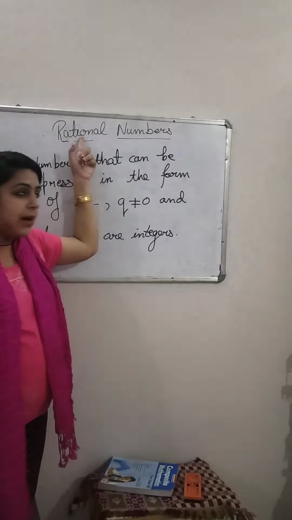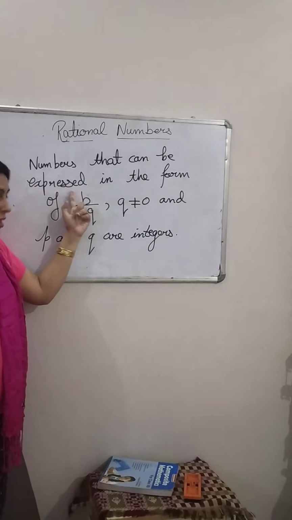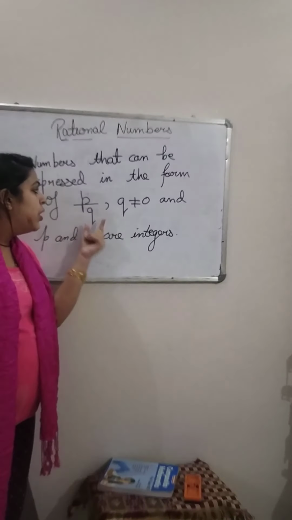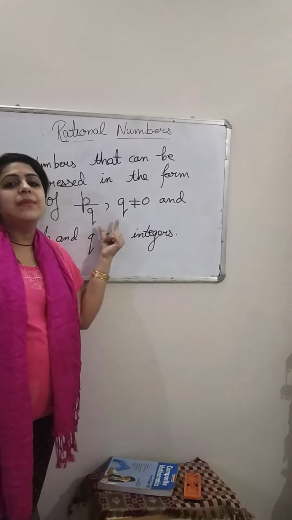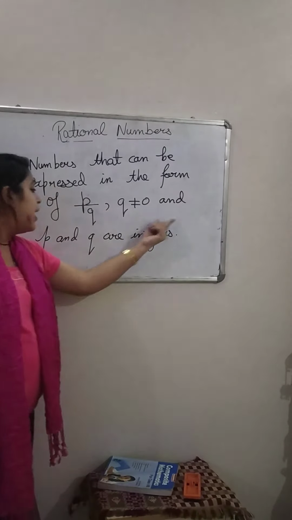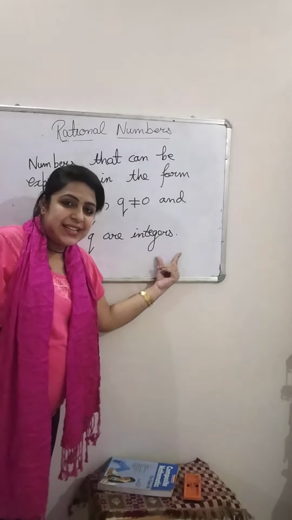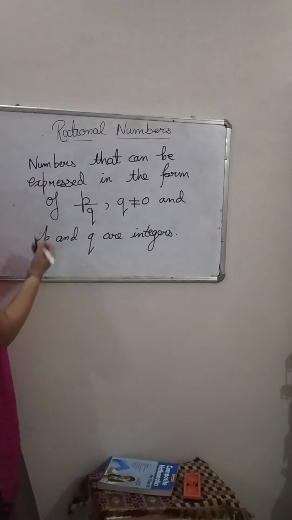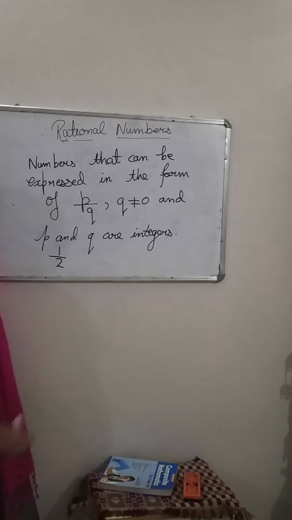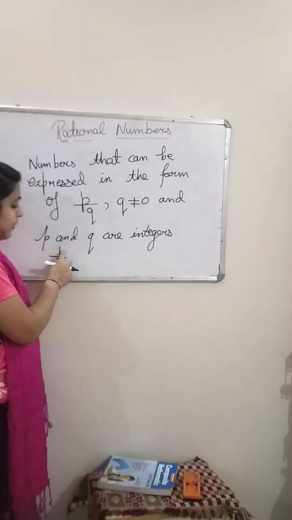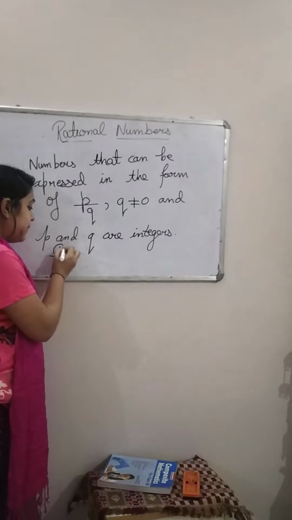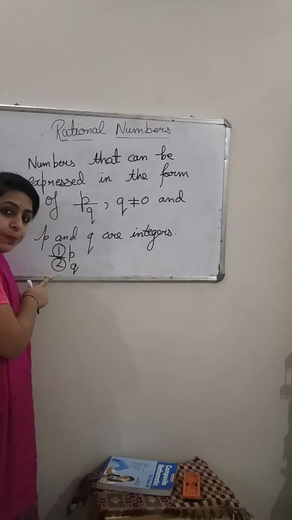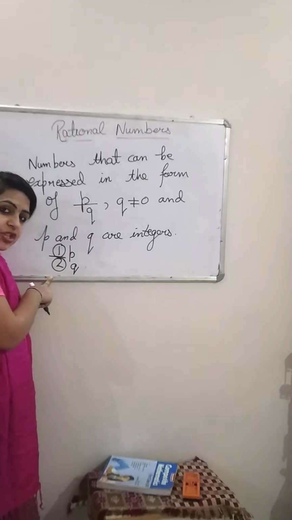So let me tell you the definition. Rational numbers are the numbers that can be expressed in the form of P upon Q, where Q is not equal to 0. That means denominator is not equal to 0 and P and Q are integers. This belongs to integer. What does this mean? Let us say we have a number 1 upon 2. Okay, so we are representing P upon Q. This 1 becomes P, this 2 becomes Q. It can be represented as P upon Q. So it is a rational number.